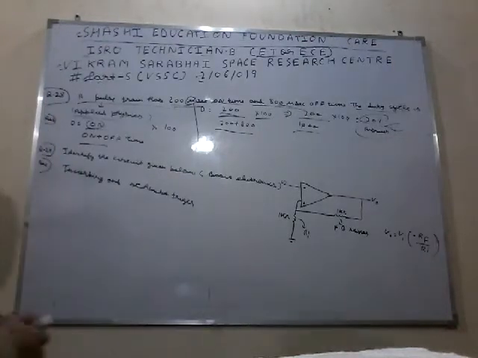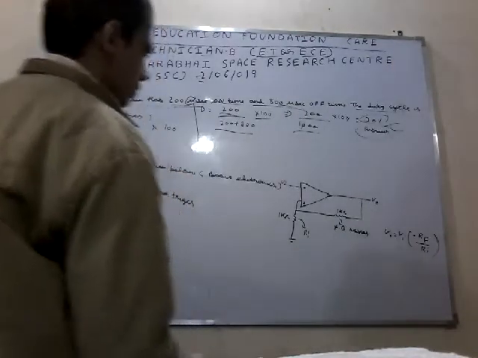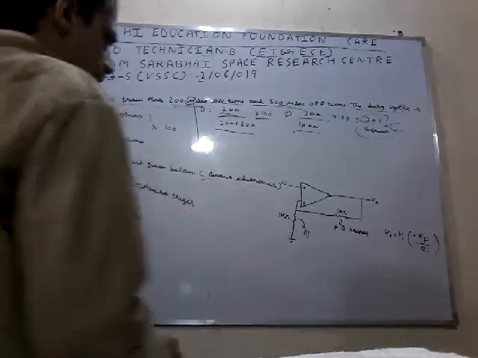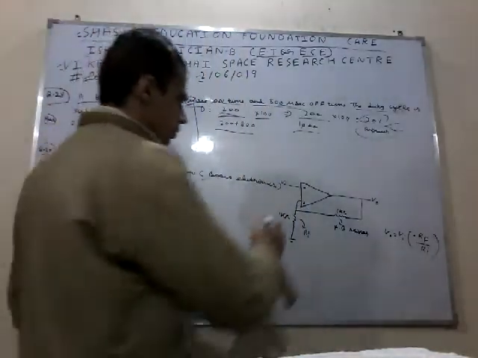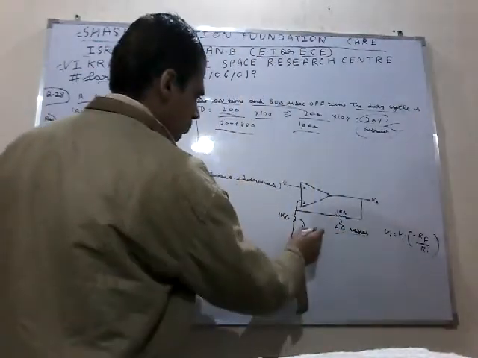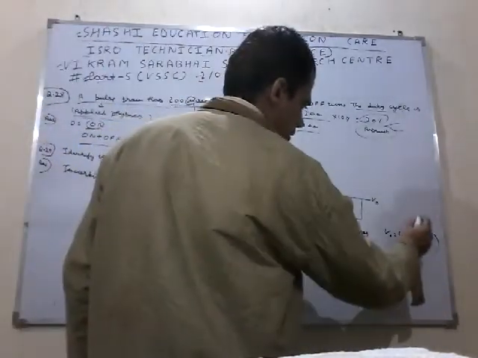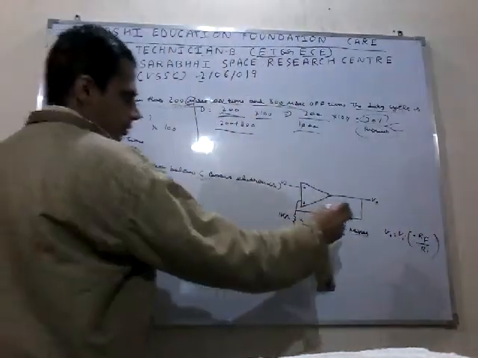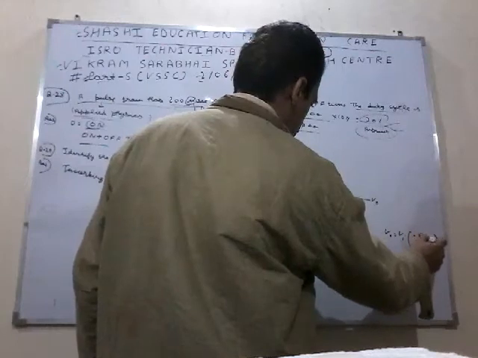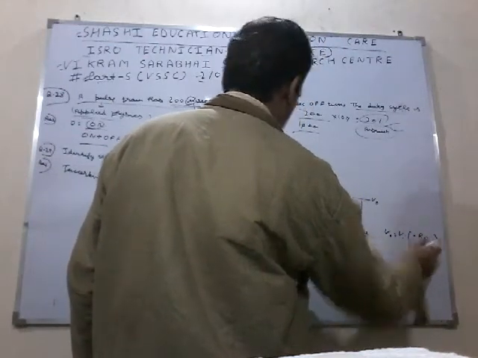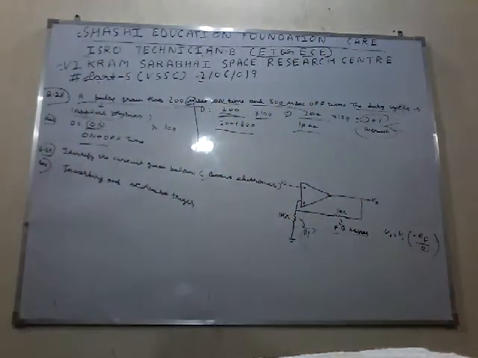Let's see the question: identify the circuit given below. This is from basic electronics, but it is a confusing question. As you see, this is a circuit. This is V in, V out. This is followed by a resistance, the input resistance. V out equals V in into minus of forward resistance upon input resistance. So the answer is inverting.